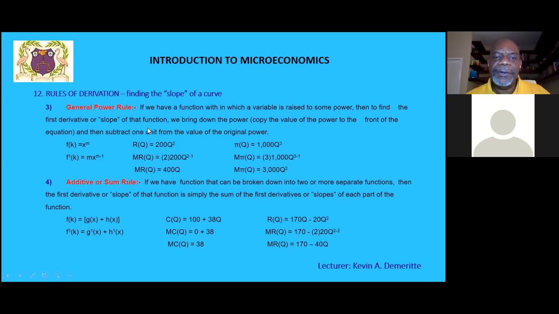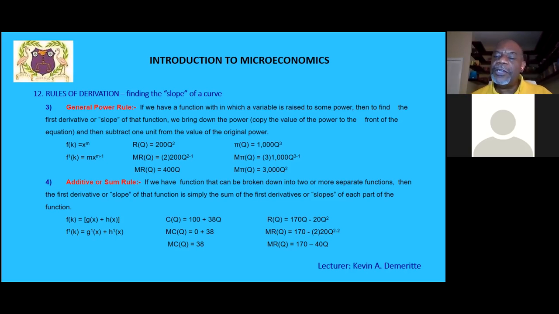So let's say, for example, we have a revenue function, and our revenue function has the form 200q squared. So q is raised to some power. The general power rule says, in that case, if you want to find the slope of that revenue function, and the slope of the revenue function is what we call the marginal revenue, you take that power and you bring it down. So I brought the 2 down in front of it, and then you subtract 1 from the power.